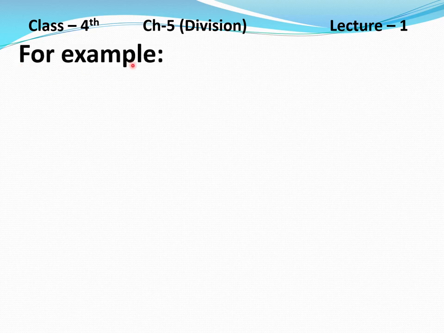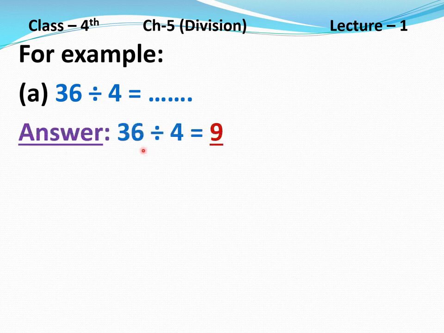Now, for example, A part: 36 divide 4 equal to dash. It means we have to divide 36 by 4. 36 divide 4 equal to dash. Write down the answer. 36 divide 4 equal to 9. So 9 is the answer, which means 9 is the quotient.